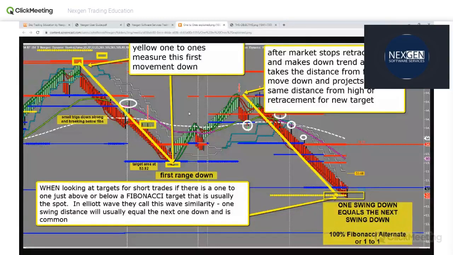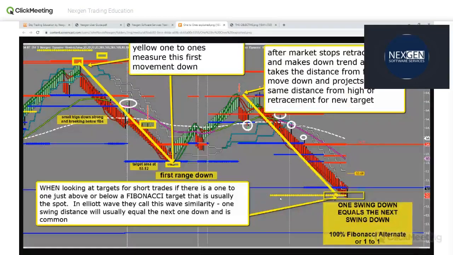A 1-to-1, or we call them 1-to-1s. Okay, Melby, it's a Fibonacci alternate. And the measurement of the Fibonacci equal distance 100% projection, look, if you take the distance from the high up here at the fib and you go all the way down, and let's say that that's 50 ticks. And then the market makes a retracement, higher highs, higher lows, higher highs, higher lows, higher highs, and then finally starts making lower lows, meaning we resume the downtrend.